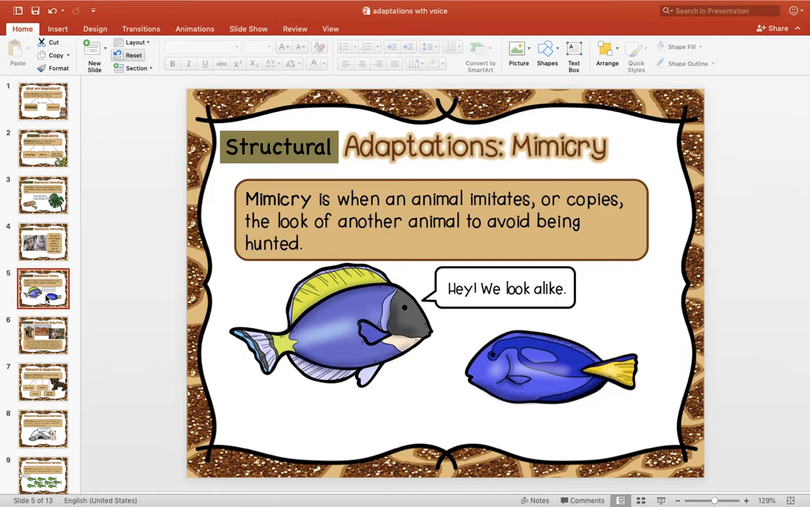Another form is mimicry. Mimicry is when an animal imitates or copies the look of another animal to avoid being hunted. Sometimes we mimic people. They'll say something and we say exactly what they say, or they'll make some kind of motion or movement and we do the exact same thing. So animals do that sometimes. If you look at the two fish, they look very similar. It might be that one of them is poisonous and one of them is non-poisonous. Since the non-poisonous fish is mimicking the poisonous fish, the predators will think he's poisonous too and they'll leave him alone.